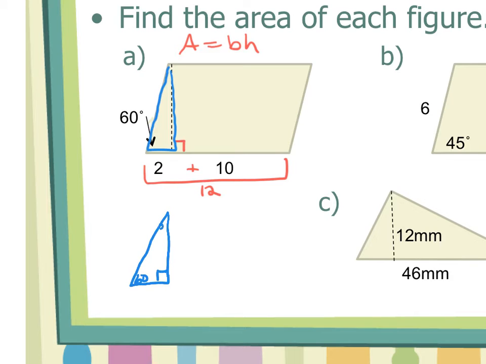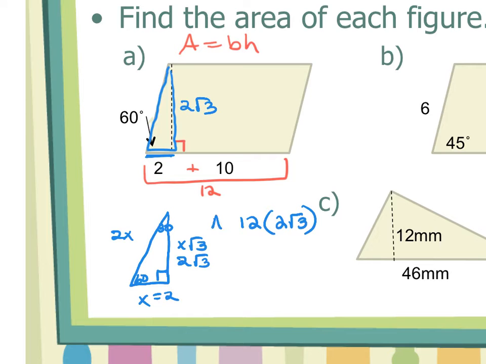60 is down here, so that tells me 30 is up here. Remember that the side across from 30 is x. The side across from the 90 is 2x. And what I'm looking for, this height, is going to be x square root 3. So notice in my figure, x is equal to 2. So the height of my parallelogram is 2 square root 3. To find the area of this parallelogram, my base is 12, my height is 2 square root 3, so the area of this parallelogram is 24 square root 3 units squared.